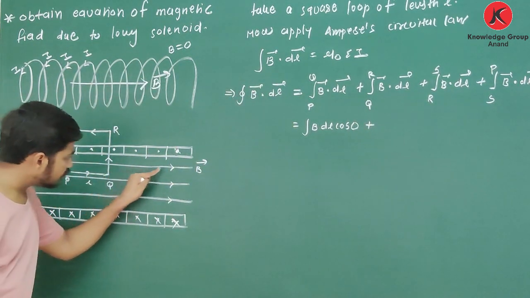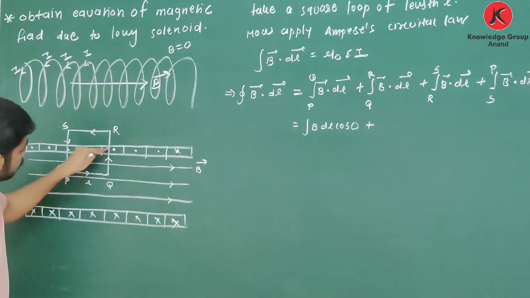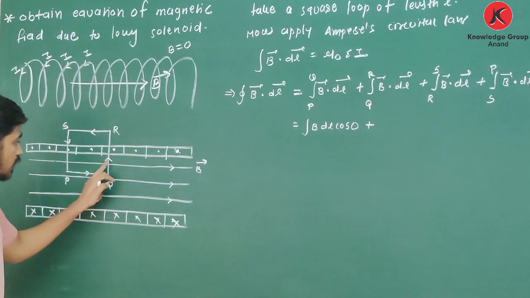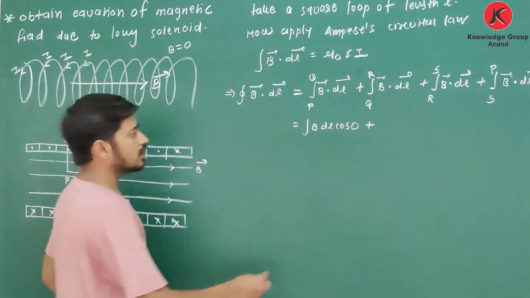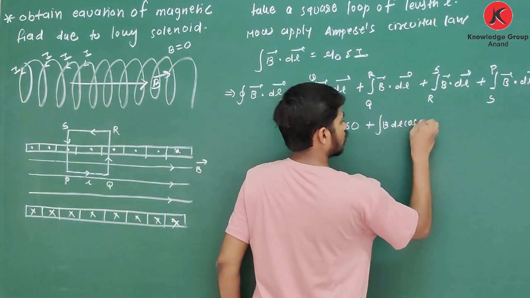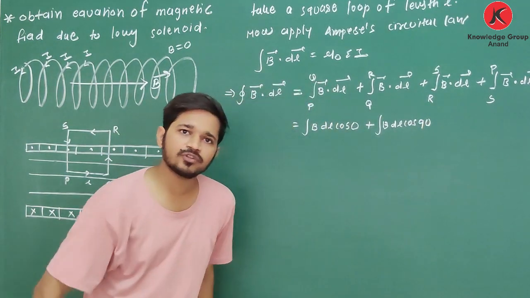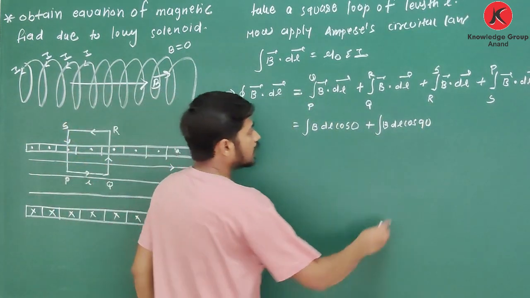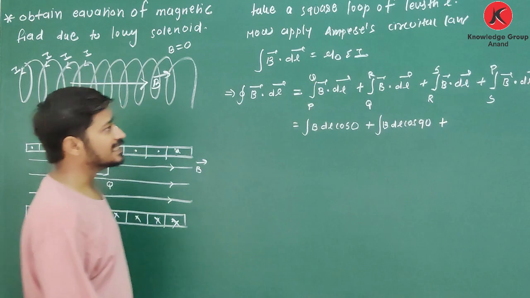Plus for this QR, the magnetic field is in this direction and this wire is in this direction. QR means they are perpendicular. So what is the angle between them? It is integration B dl cos 90. Clear about this? Yes or no? Yes.